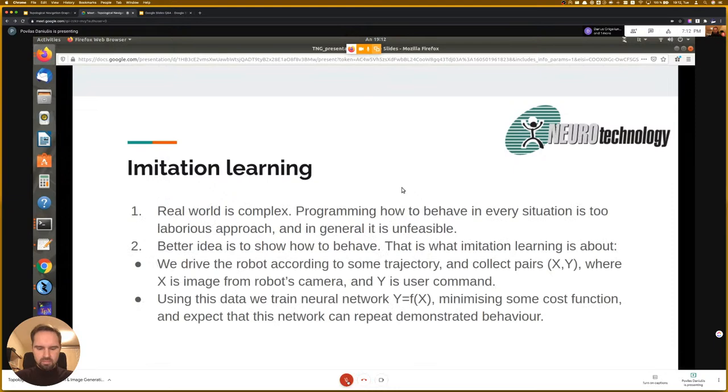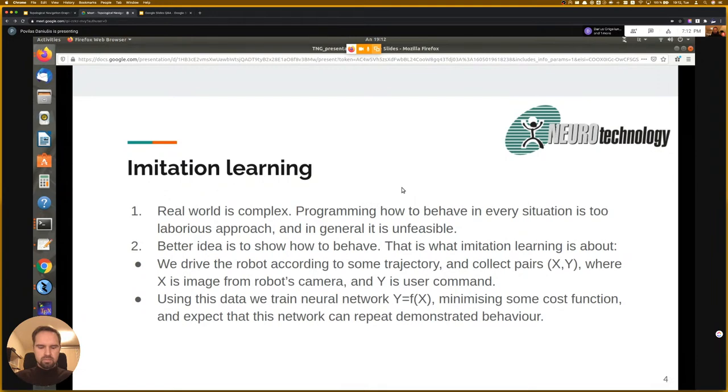So reality is actually a complex thing, and programming how to behave in every situation is probably not the best solution. It is very laborious and in general unfeasible, because you cannot predict what can happen. Maybe a better idea is to show how to behave by demonstration, or program by demonstration. This is what imitation learning is about.